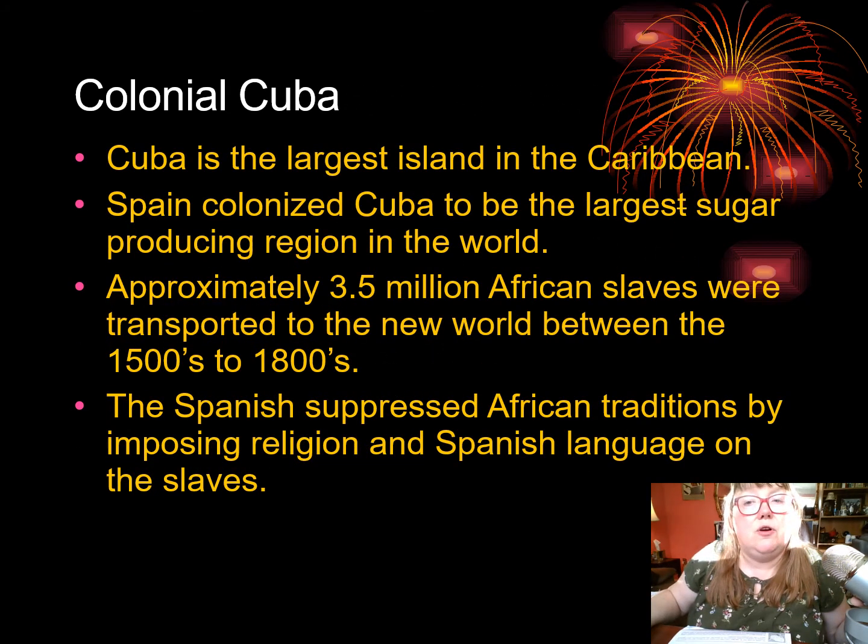Cuba is the largest island in the Caribbean, and it had a lot of sugar. Just like we had a lot of tobacco that was being produced here in our area, or if you go south, you had the cotton fields. Sugar was a big deal. So they needed more people to help them produce the sugar.